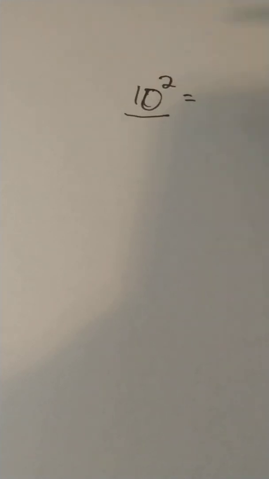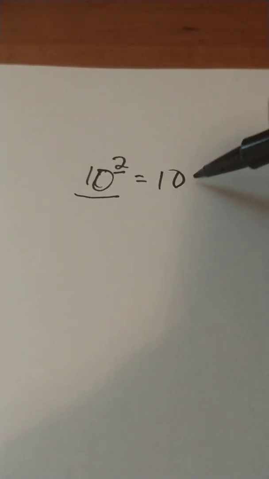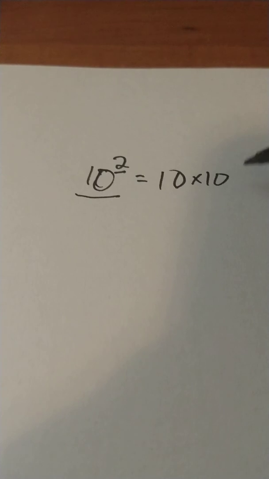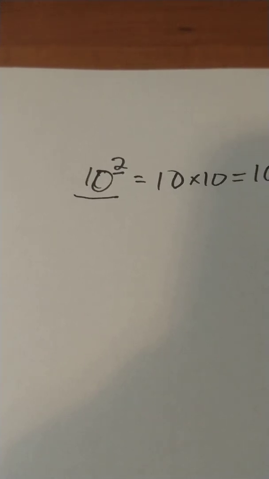There is one more thing to go over. They go over powers of 10. So what are powers of 10? So 10 to the second power. What this means is take the number 10 and multiply it by itself 2 times. So 10 to the second power means 10 times 10. And from your times tables, you know that 10 times 10 is 100.